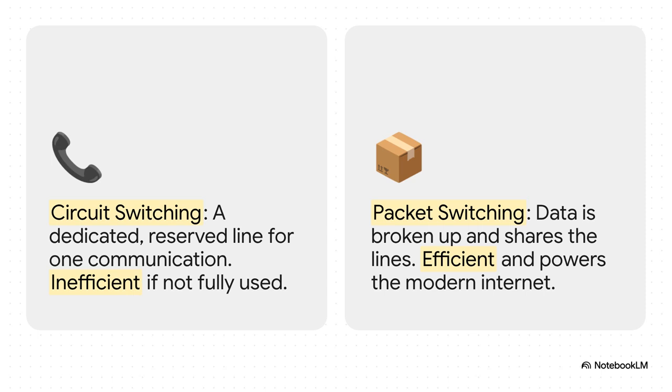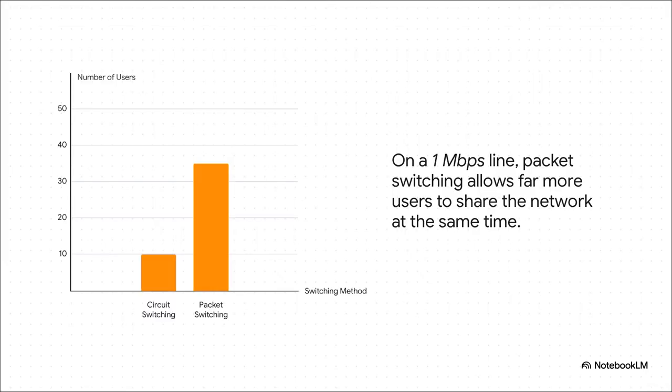It's like sending a whole book one postcard at a time. All those postcards just get thrown into the public mail system, sharing the road with everybody else's postcards. And this simple chart just shows you what a game changer that is. On the exact same 1 megabit per second connection, circuit switching might only be able to handle 10 users. But packet switching, because it shares resources so efficiently, can handle 35 or even more. This is the core principle that allows billions of us to use the internet all at the same time.